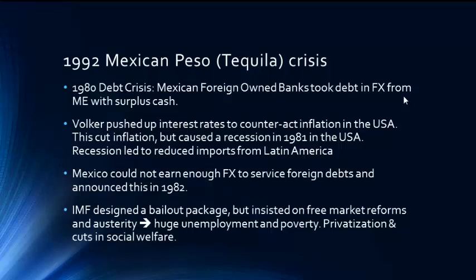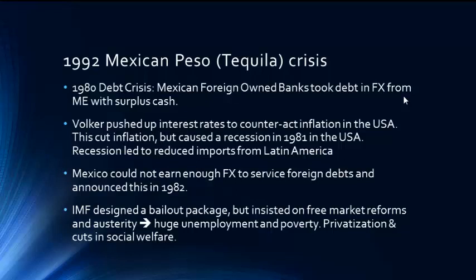The 1992 Mexican peso crisis starts with the background of the 1980 debt crisis. Mexican foreign-owned banks took debt in foreign exchange from the Middle East, which had a lot of surplus cash because they had sold oil and accumulated reserves in foreign currencies, and they were looking at what to do with it. So the Mexican banks took it at a higher interest rate than was available in the world market.